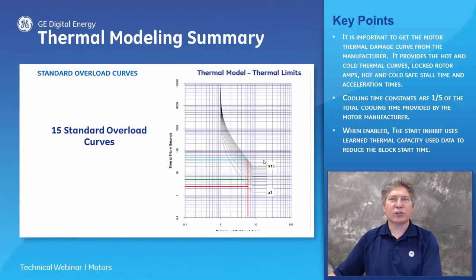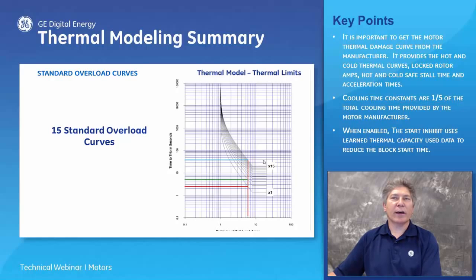Curve 1 is the strictest curve, that is to say that it has the least amount of time before a trip will occur in comparison to curve 15, which is the least strict curve. The curve represents the amount of time that we can afford at different multiples of full load amps before the motor windings become damaged. From a thermal capacity use point of view, once we reach the curve, the thermal capacity used is 100%.